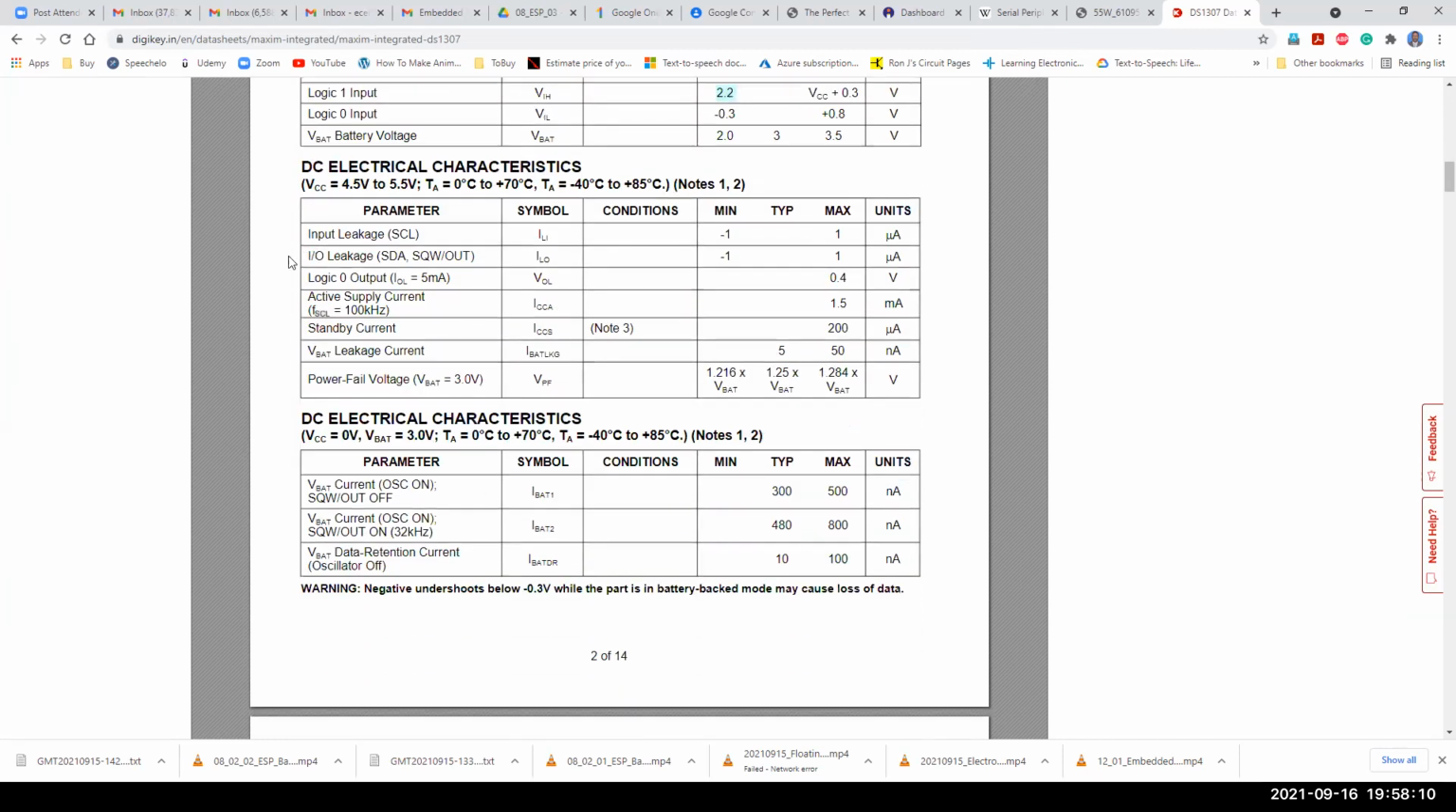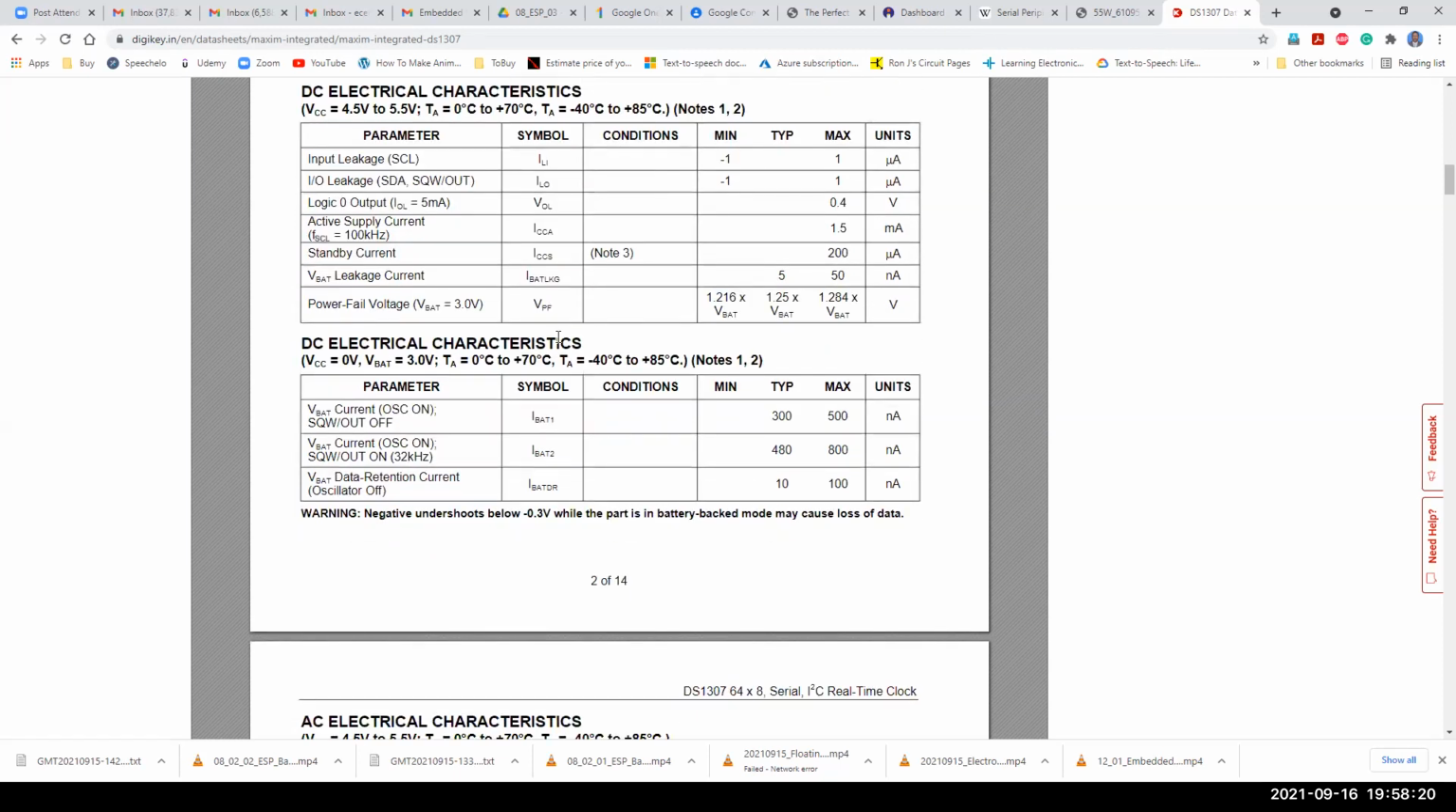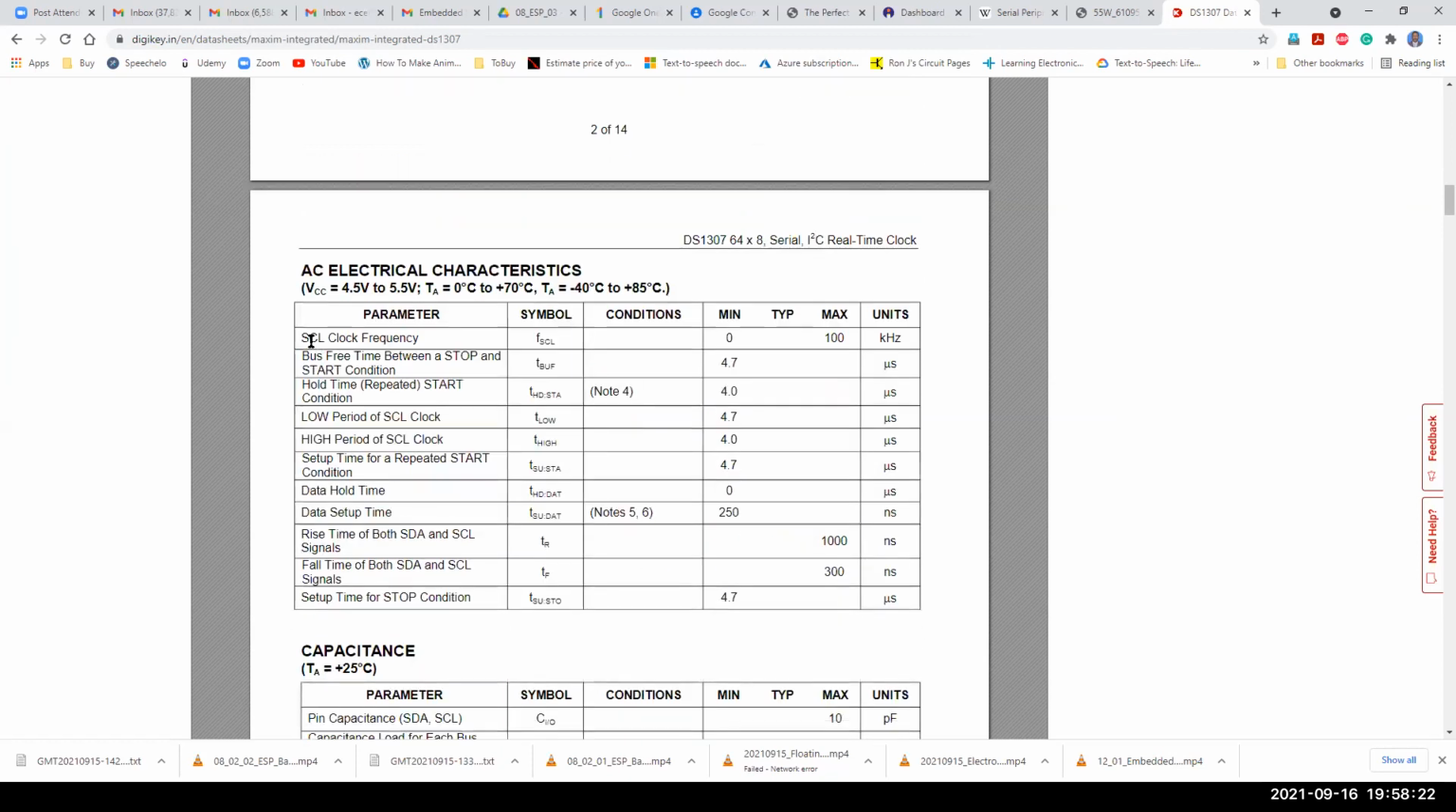You see all the currents. When you do input and output, they take very, very small currents, which they mention. Then you see here the SCL clock frequency. You cannot go beyond 100 kilohertz.